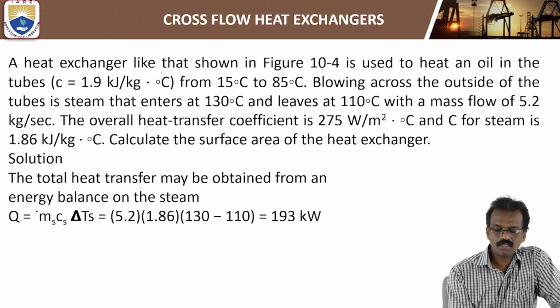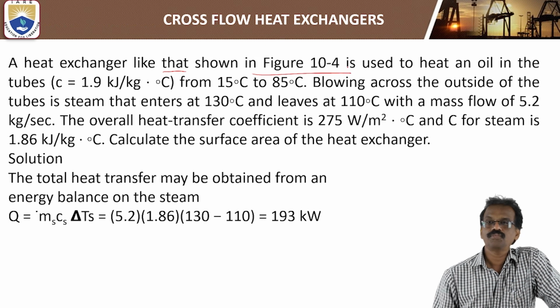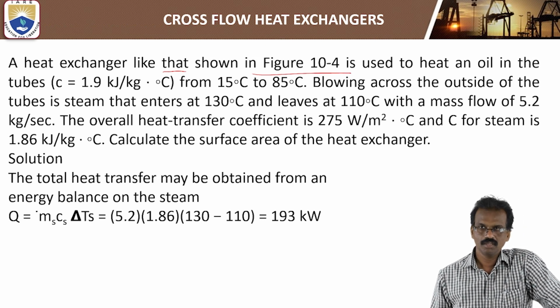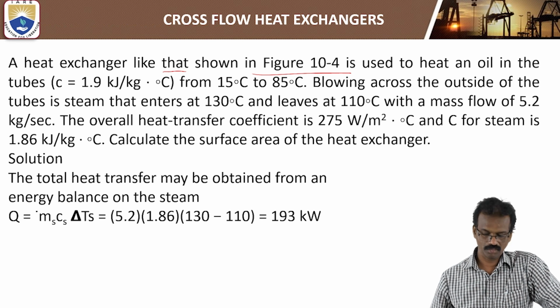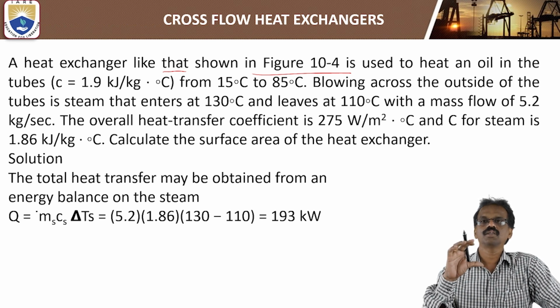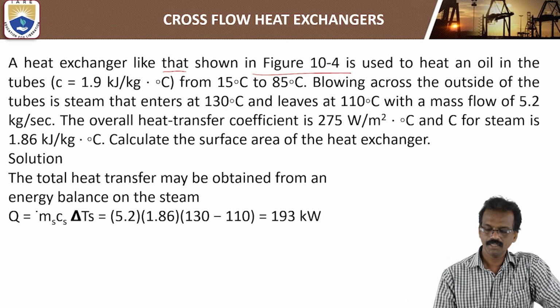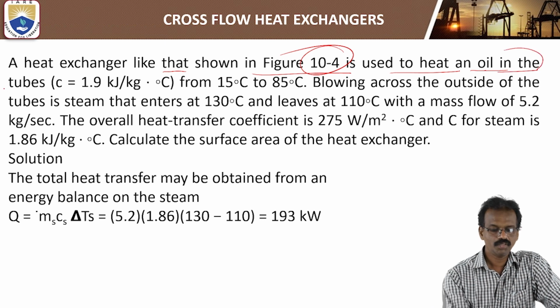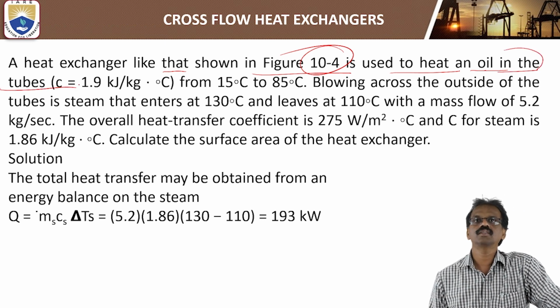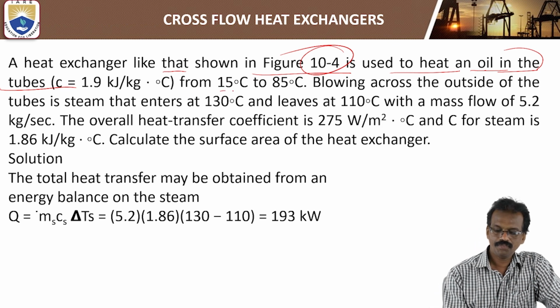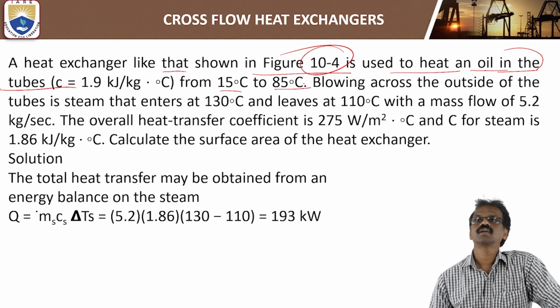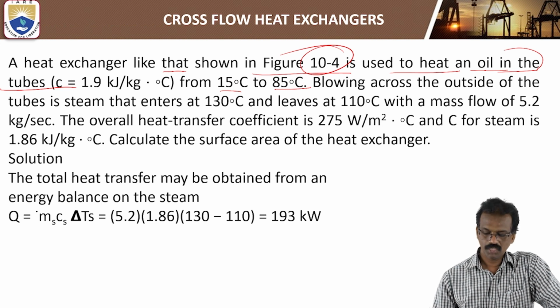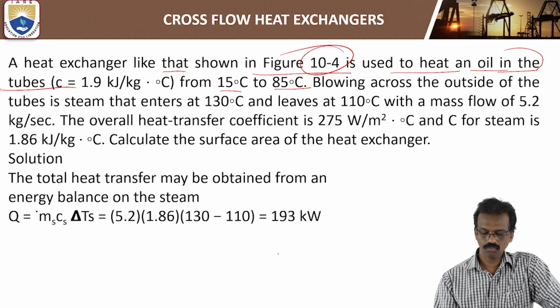Okay, a heat exchanger like that shown in the figure. I didn't give the figure here. The figure shows how many shells and how many tubes are there. Okay, so the exchanger is used to heat an oil in the tubes from 15 degrees Celsius to 85 degrees Celsius. So steam is the hot fluid here. Oil is the cold fluid. Cold fluid is the oil and hot fluid is the steam.